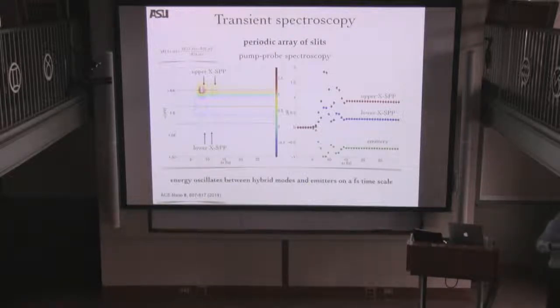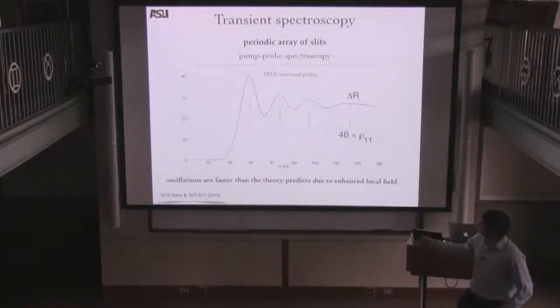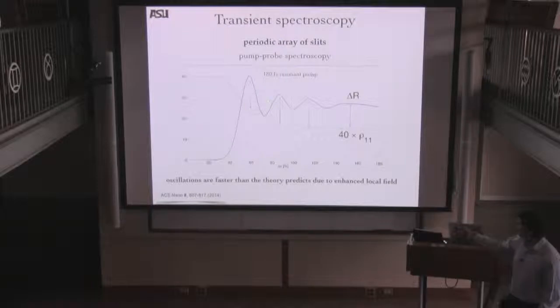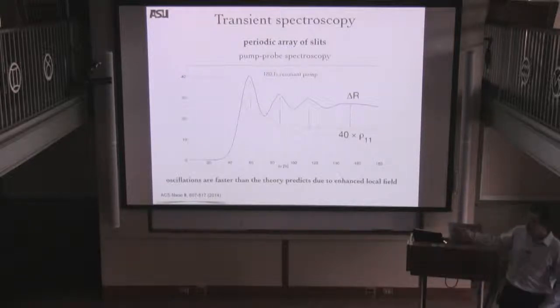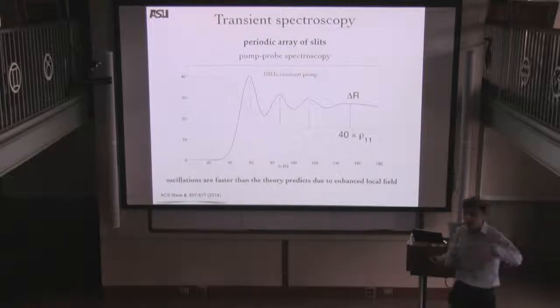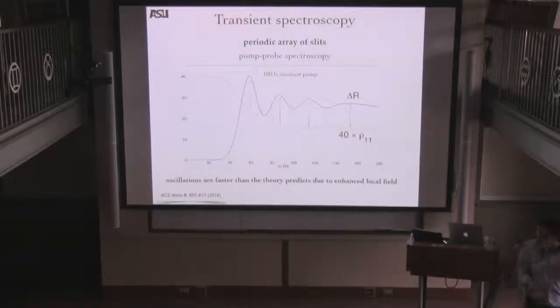If you increase the duration of the pump, of course, you will have more oscillations. Here are the oscillations of the upper polariton, and on the same scale I'm plotting the average population of my emitters as a function of pump probe delay as well. You see there's a really nice correlation. My emitters are excited to the excited state, and the upper polariton population changes, and so forth. What's important to realize is that the oscillations here are actually faster than the theory would predict.